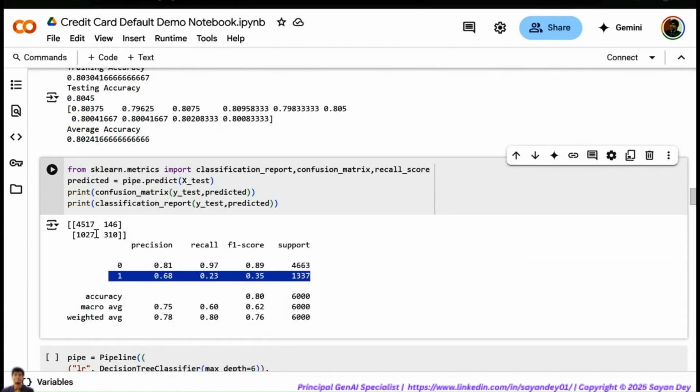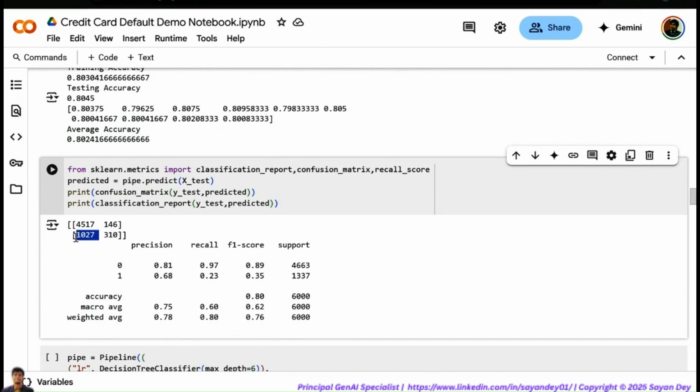Further, if you look at the false negatives, this is 1027. This is the credit card default data set, and a false negative is very costly. False negative means the model predicted you will not default, but in reality, you are a defaulter. That is how we look at false negatives.